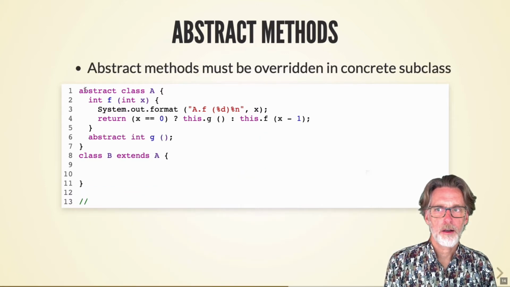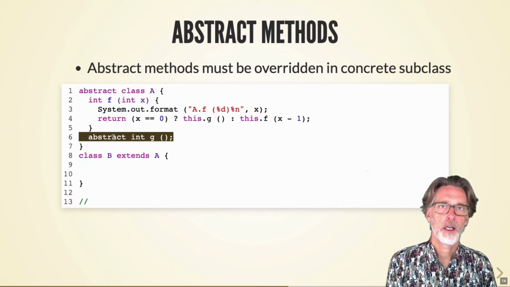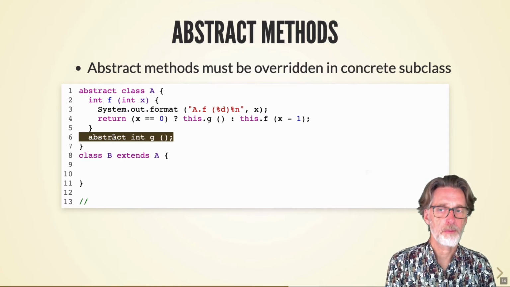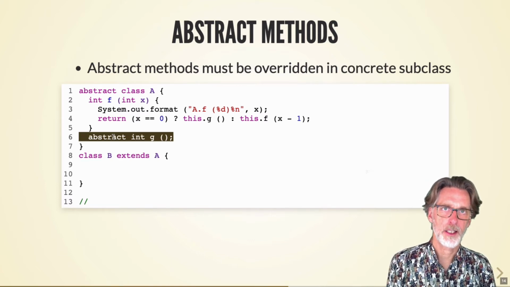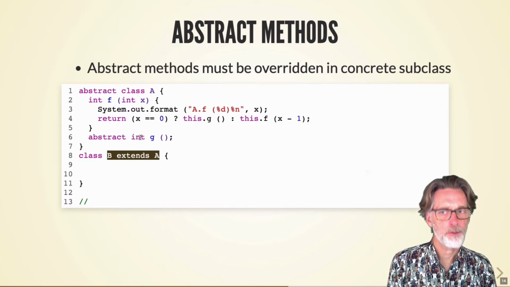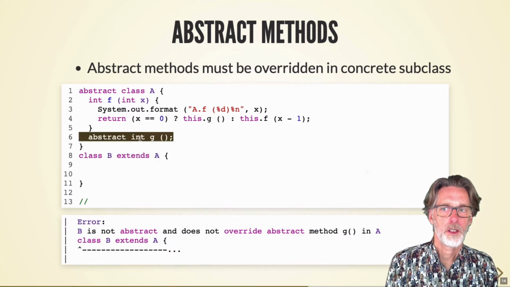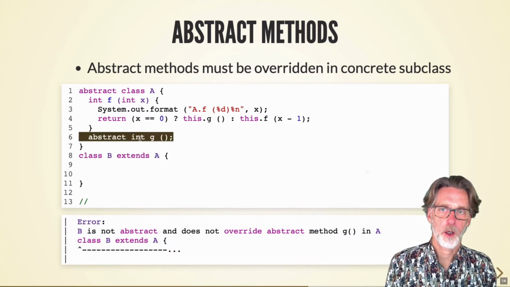Inside of an abstract class, I can also define some methods to be abstract. And the convention here is that abstract methods must be overridden in any concrete subclass. So if I attempt to define my bird class here that does not provide an implementation of the abstract method g, again, I'll get a compiler error. G is a method that must be overridden.